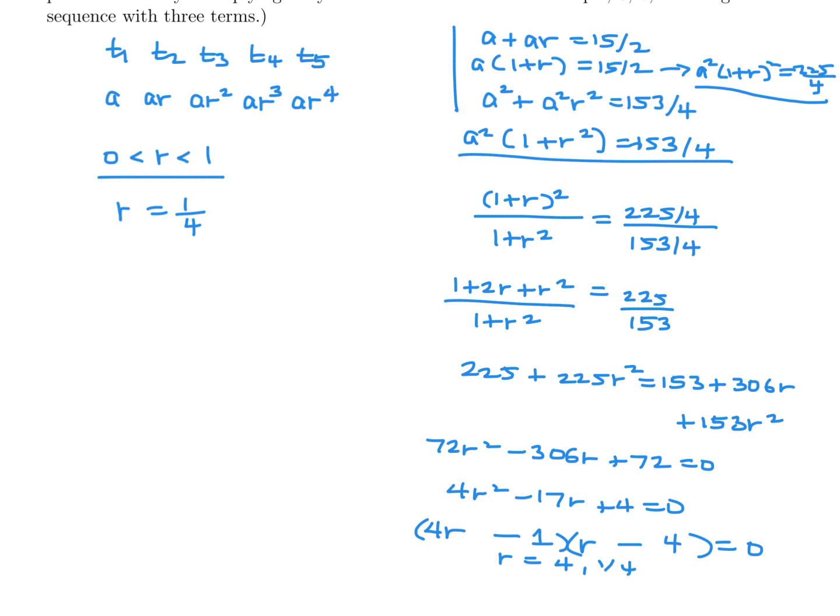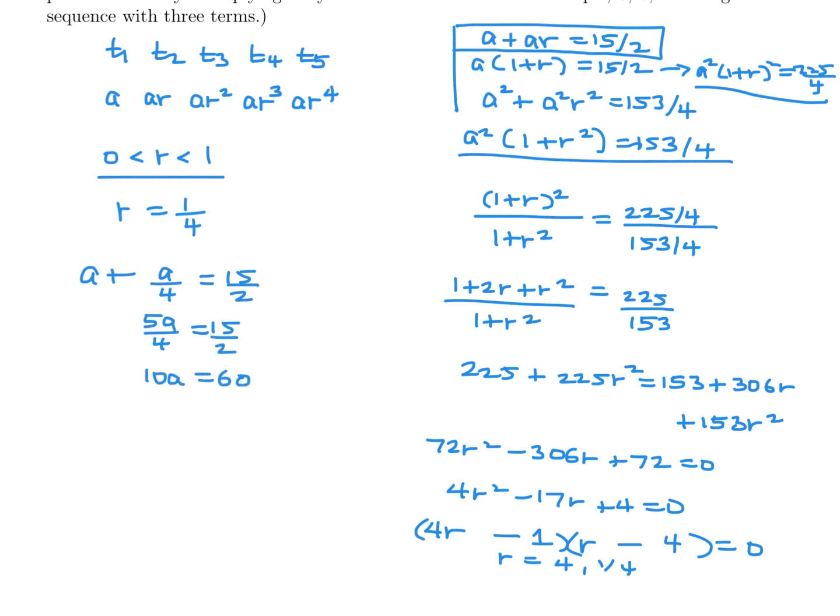Okay. So we got r, and then to get a, I can just sub it back into any one of these guys. So let me just sub it back into there. So a plus a over 4, if you use r equals a quarter, is 15 over 2. So 5a over 4 is 15 over 2. And therefore 10a is 60. And a is therefore equal to 6.